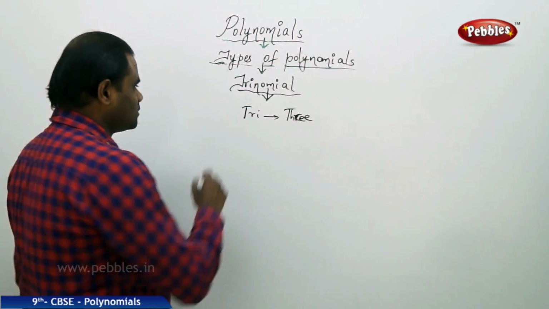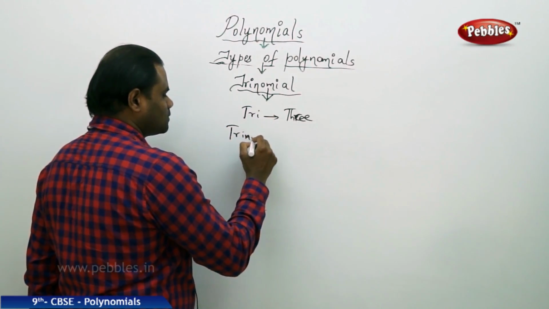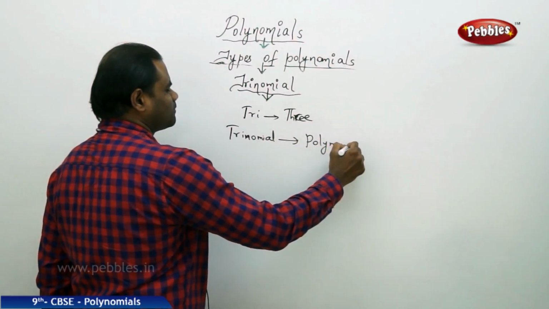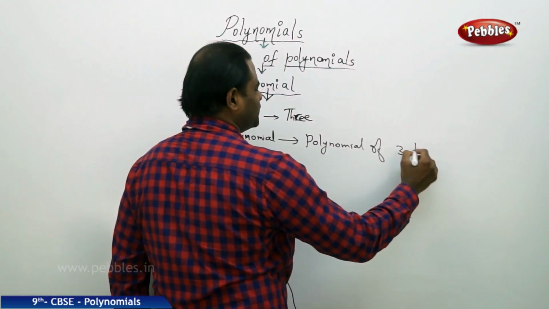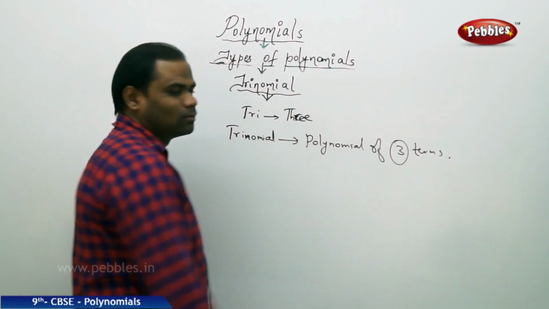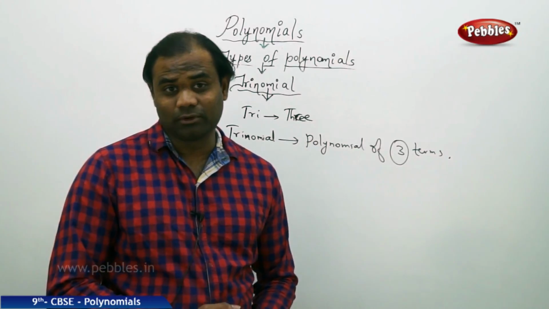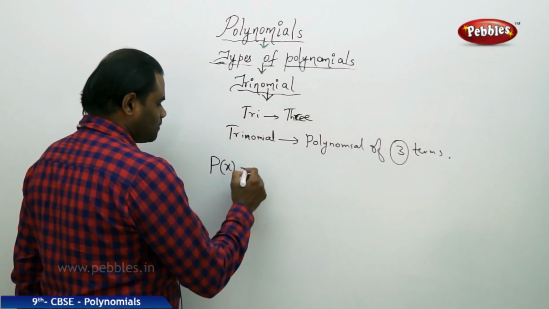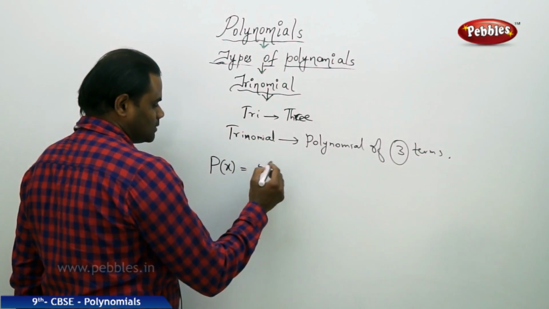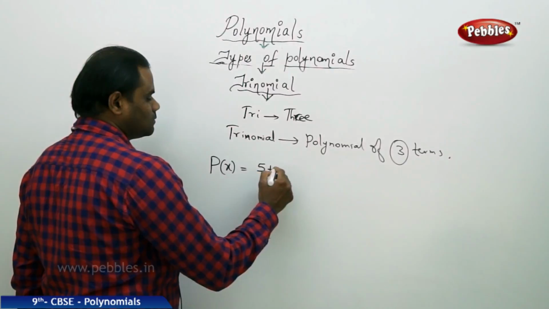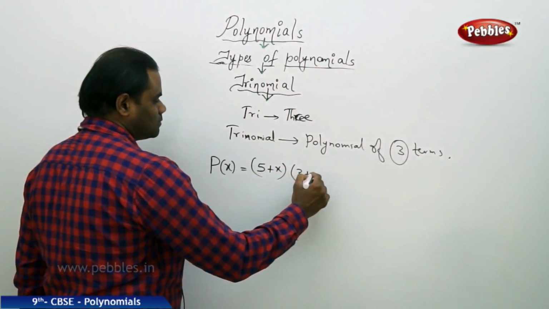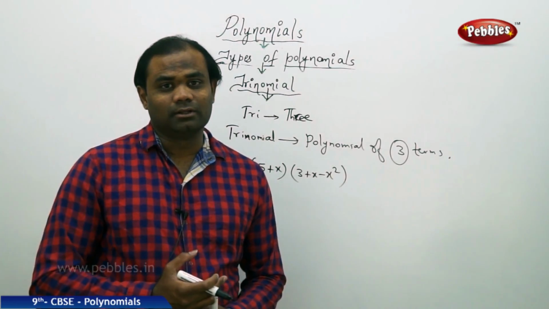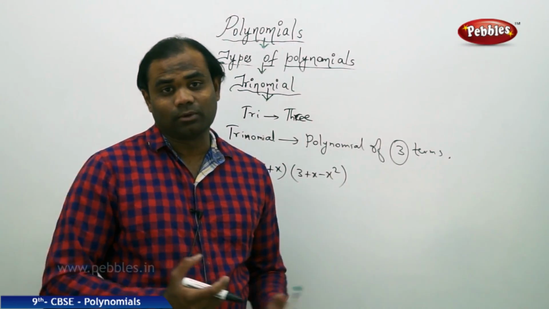and hence trinomial is a polynomial of three terms. This is how we understand the definition of a trinomial. For example, if I have p of x, let's see if this is a trinomial or a monomial or a binomial.